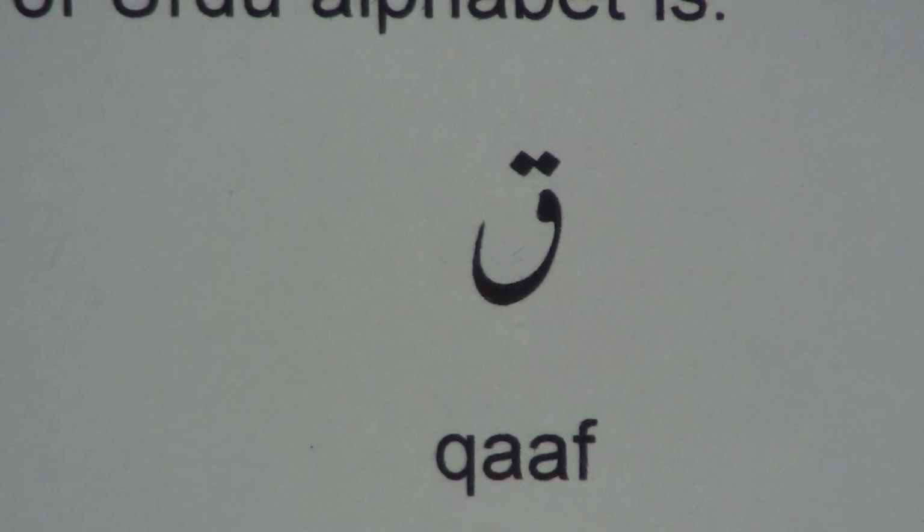The 27th letter of Urdu alphabet is qaaf. It sounds like when you try to pronounce ka at the back of the throat, then the sound is qa.